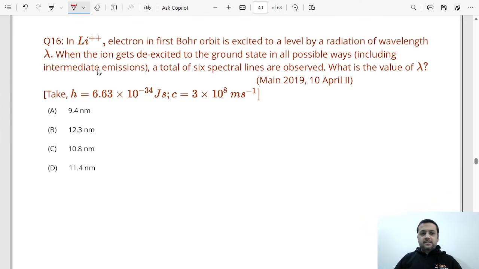All right. So in this question, in Li2+ ion, the electron in the first Bohr orbit is excited to a level by a radiation of wavelength lambda. When the ion gets de-excited to the ground state in all possible ways, a total of 6 spectral lines are observed. What is the value of lambda?